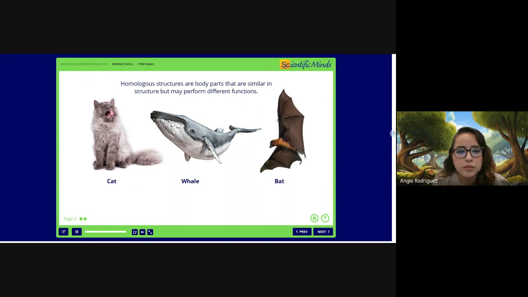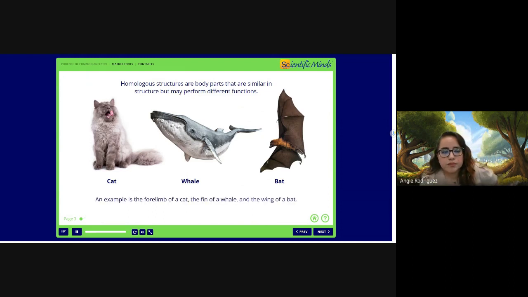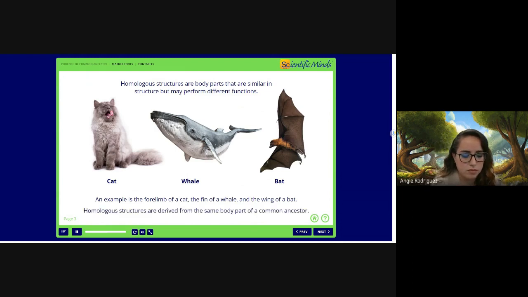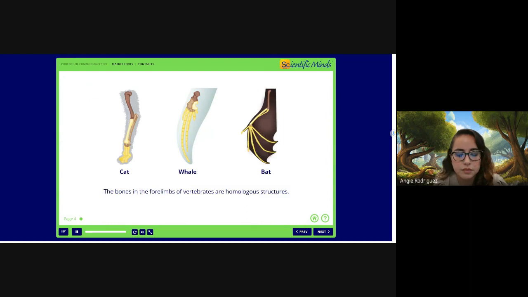Homologous structures are body parts that are similar in structure but may perform different functions. An example is the forelimb of a cat, the fin of a whale, and the wing of a bat. Homologous structures are derived from the same body part of a common ancestor. The bones in the forelimbs of vertebrates are homologous structures. Although they have different functions, the forelimbs share an ancestral five-digit structure.